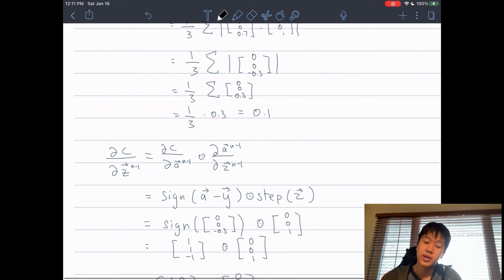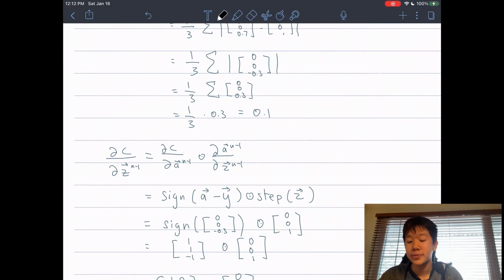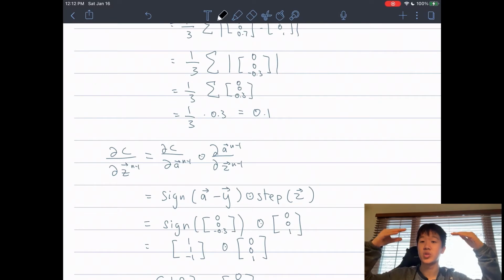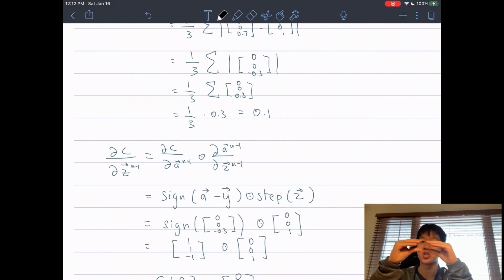You can calculate ∂c/∂z^(n-1), and this is just the element-wise product of ∂c/∂a^(n-1) with ∂a^(n-1)/∂z^(n-1). And why does the element-wise product make sense? That's because you're just going to be matching a^(n-1) with a^(n-1). So these are going to multiply together, these are going to multiply together, these are going to multiply together.